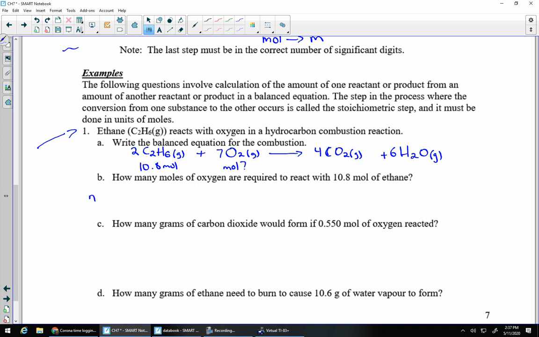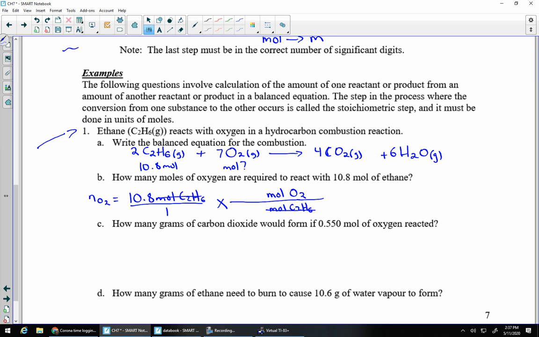So I'm just going to write the moles of oxygen are going to be equal to, we're going to start with the thing we know lots of information about. So 10.8 moles of C2H6. Nice. Now I want to multiply this by a conversion factor. Again, you can put that over 1 if you want to, but a conversion factor so that I get rid of moles of C2H6. Okay, nice. I want to end up with the moles of oxygen. Cool. So those are going to cancel. Now I just need to fill in the numbers.